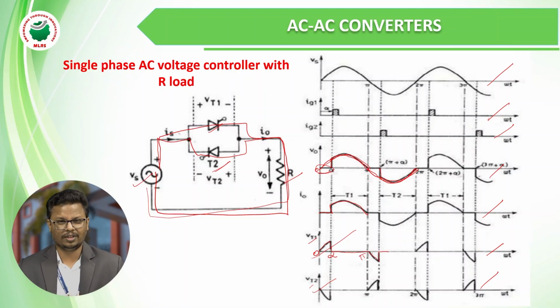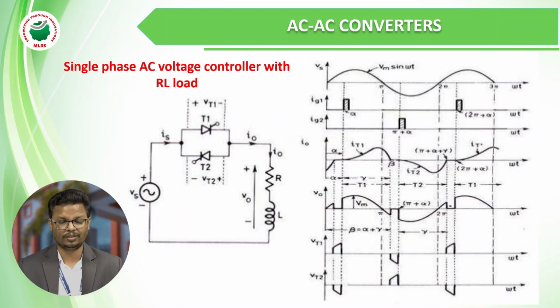Okay, so this is the circuit operation of the single phase AC voltage controller with R load. Next topic we are going to discuss is the single phase AC voltage controller with RL load. Here the circuit looks similar to the R load, but the extra element added is the L load, the inductor. We know the basics of the inductor. The inductor is a device which stores energy in the form of a magnetic field, and it has a property that it will not allow the sudden change of current.